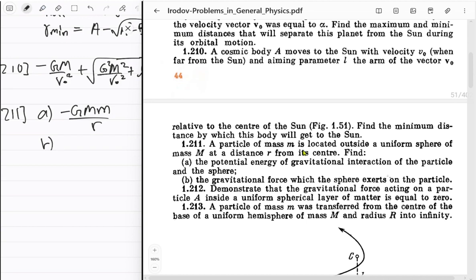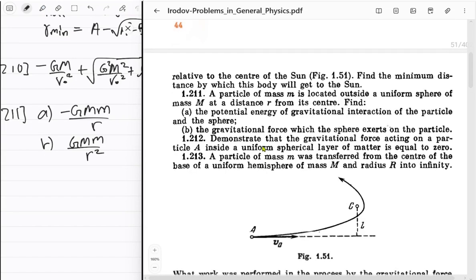You know, like use whatever you want, Gauss's law or anything. The gravitational force which the sphere exerts on the particle, that's just equal to GMm upon r squared. Why are they asking us this thing? Isn't that so fundamental to whatever we are doing right now? Outside, right? That means this thing. Cool. Next. All right. So 212.